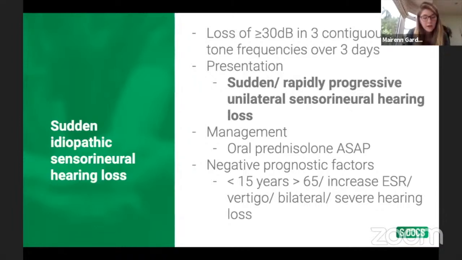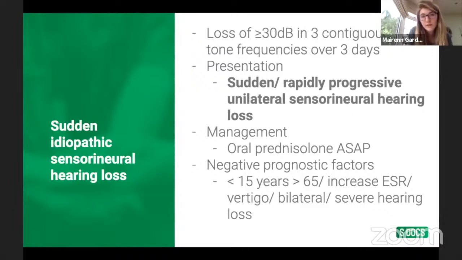And then our final cause of hearing loss is sudden idiopathic sensorineural hearing loss. With conductive hearing loss, you should always be able to find a cause for the hearing loss. However, with sensorineural hearing loss, sometimes there is a cause that can't be found. To diagnose sudden idiopathic sensorineural hearing loss, they need to have a loss of more or equal to 30 decibels in 3 contiguous pure tone frequencies, so in your audiograms, over 3 days.